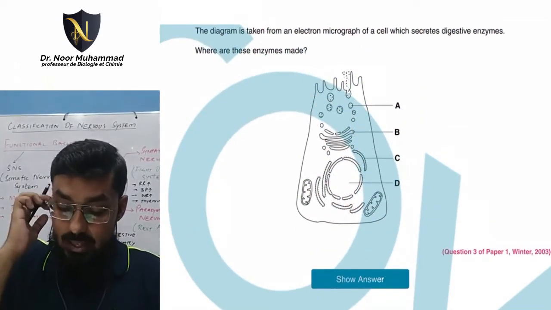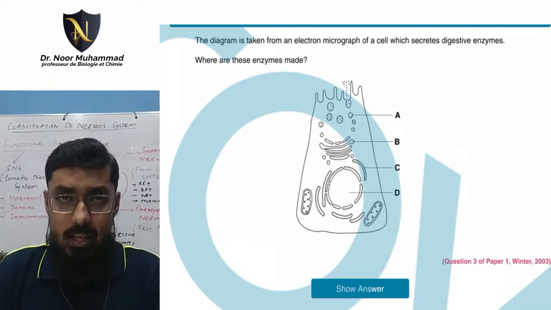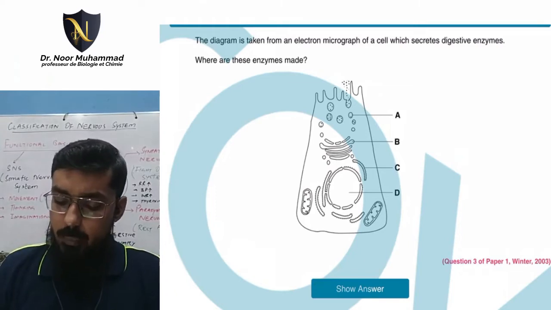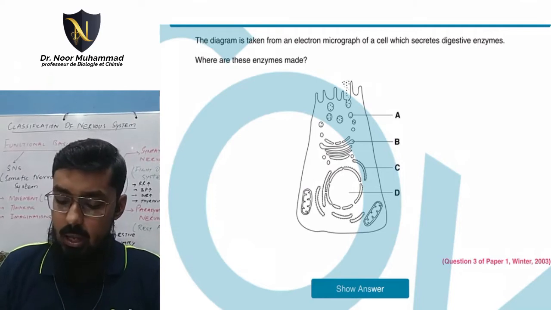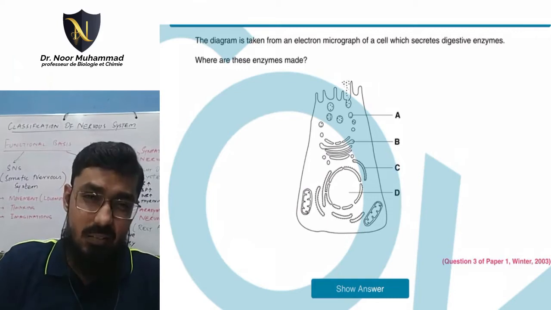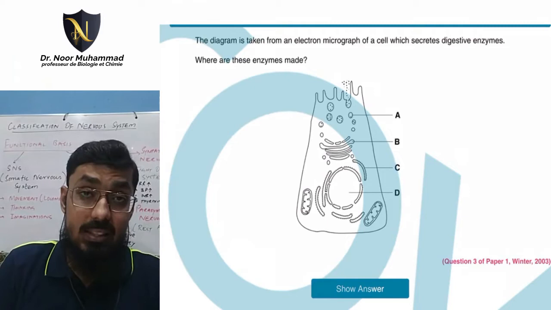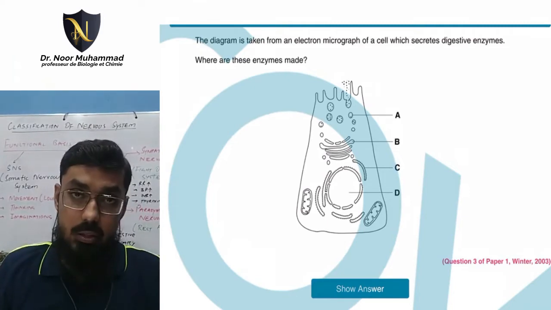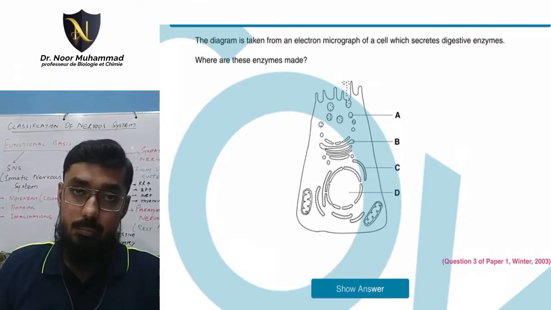Okay, that's another interesting question जो बहुत ज़्यादा exam में आ चुका है. Just read the question together and then I'll give you the time to write an answer and then we'll move forward. So the diagram is taken from an electron micrograph of a cell which secretes digestive enzymes. ठीक है, एक ऐसा diagram लिया गया है electron micrograph से उस cell का जो digestive enzymes release कर रहा है. Where are these enzymes made? Enzymes कहाँ बनते हैं. ठीक है, तो just take your time to reach the correct answer and then we'll talk about the correct answer.